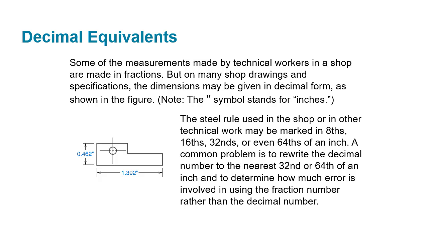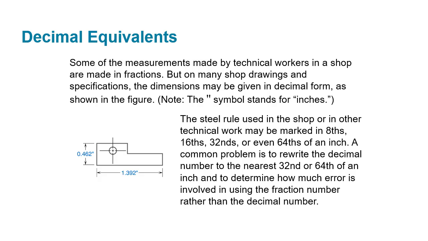Decimal equivalents. Some measurements made by technical workers in a shop are made in fractions, but on many drawings and specifications, the dimensions will be given in decimal form. So you need to be able to, one, convert back and forth, and sometimes you also need to figure out what a decimal is as a fraction and find the closest answer to it. The steel rule used in the shop or in other technical work could be marked all the way down in 8ths, 16ths, 32nds, or even 64ths of an inch. Heck, I've even seen things that go all the way down to 128ths of an inch.